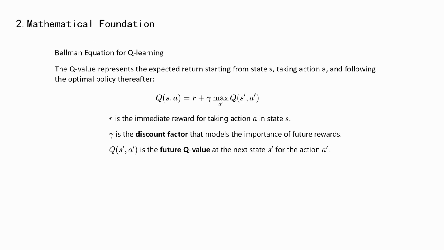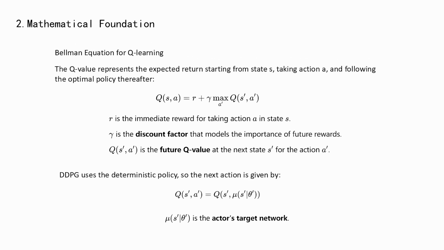Bellman equation for Q-learning. The Q value represents the expected return starting from state s, taking action a, and following the optimal policy thereafter, as follows. R is the immediate reward for taking action a in state s. Gamma is the discount factor that models the importance of future rewards. Q prime is the future Q value at the next state s prime for the action a prime.